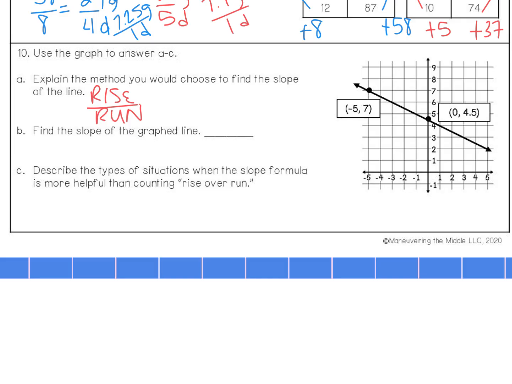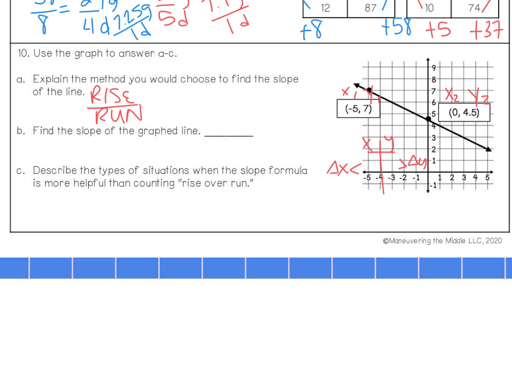You could, because we do have coordinates, we could do x1, y1, x2, y2 if you really wanted to. Or you could make a little mini table and you could do change in y over change in x. There's no wrong way to do this as long as you remember it needs to be y over x. It's really just a preference thing. Find the slope of the line, okay?